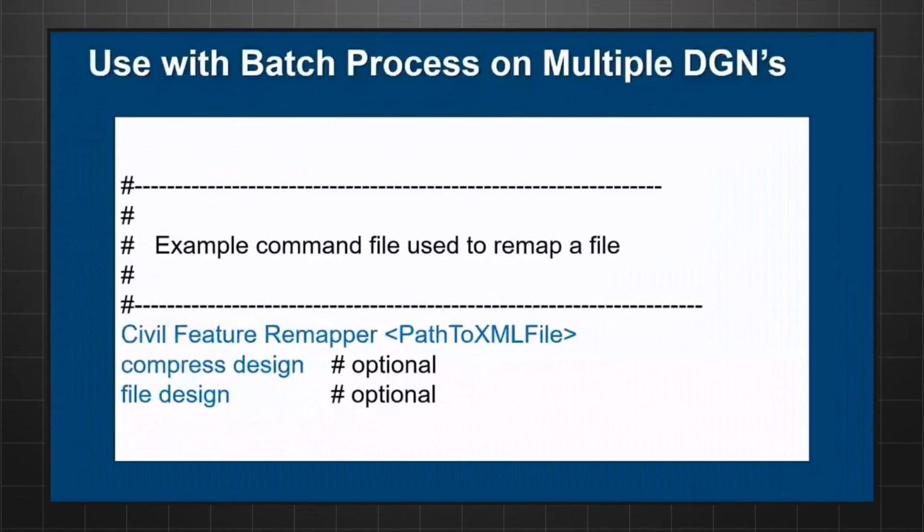You can use it with a batch process on multiple DGNs, just as we've shown earlier. Again, it's designed to be run within a single DGN, the active DGN. But if you want to run it against multiple DGNs, the key-in is Civil Feature Remapper, and then you just give it the path to the configuration file. That's all you do, and you can run it on as many files as you like. And as we said earlier, if you want to add other options like compress and file design, you can.